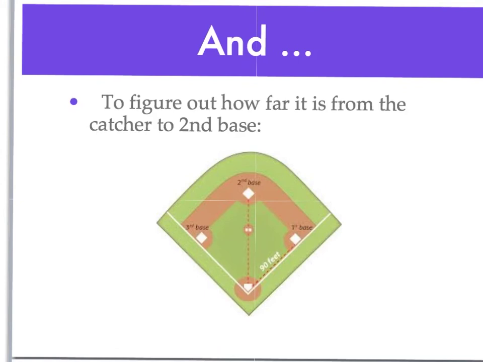And we can figure out how far it is from the catcher to the second base. Here's our right triangle here. This would be A, this would be B, and this is C. So A squared plus B squared equals C squared. And that's the Pythagorean theorem.